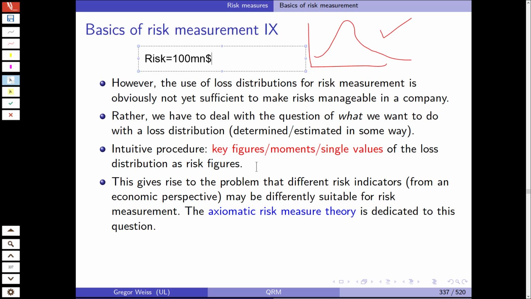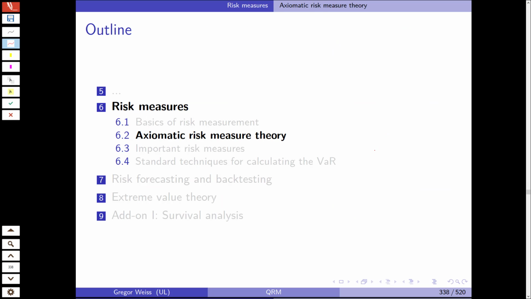So what we need to do is we need to use these distributions, and we need to calculate one number. For example, the expected value, den Erwartungswert. We could also say we want to calculate the median value, which might be here. Or we take volatility. It looks like this. And later on, axiomatic risk measure theory looks at the theoretical problems associated with some of these key figures or moments or single values based on loss distributions. So let's talk about risk measure theory.